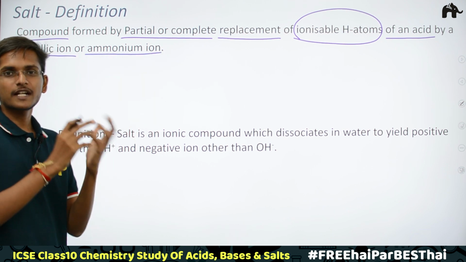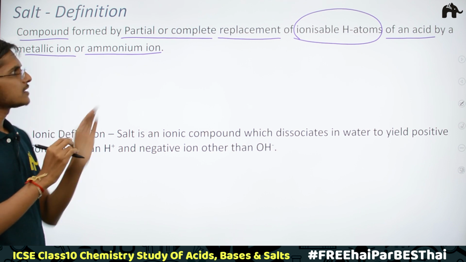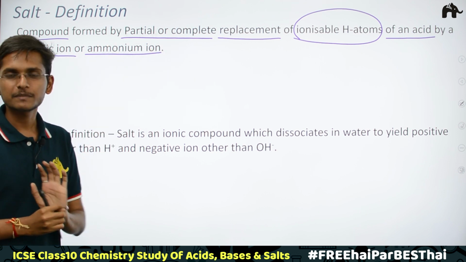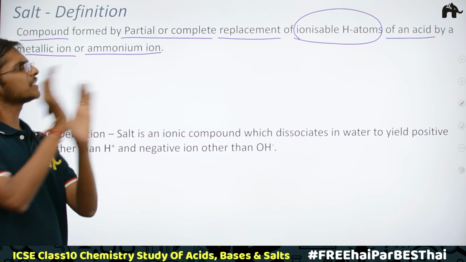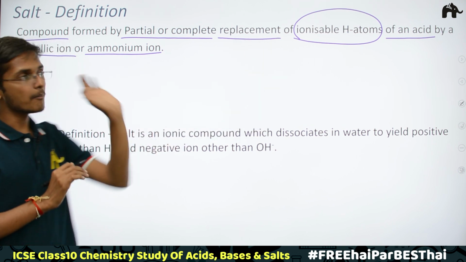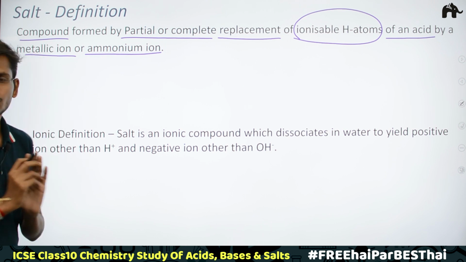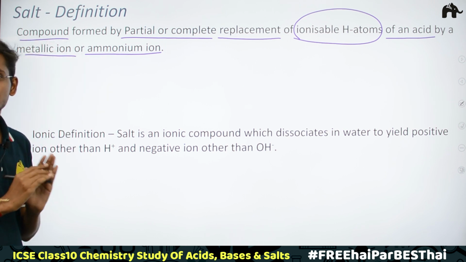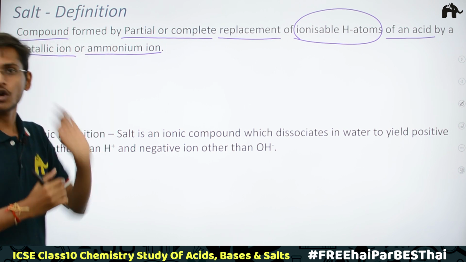Okay, so let's understand this with the help of examples. So partial and complete replacement. First I would take the example of complete replacement of ionizable hydrogen atoms of an acid by a metallic ion. Okay, and let's see the compound which is formed. That is the salt.